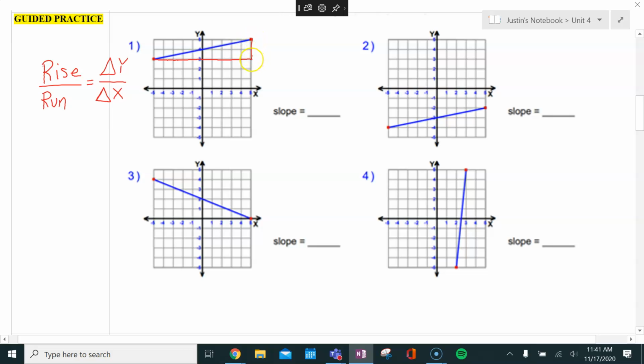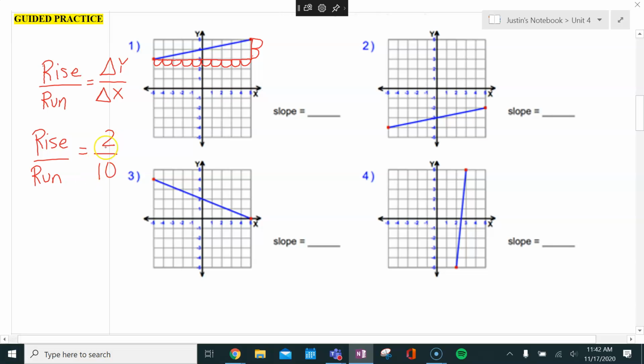Well, here's my y-axis, up and down. It jumped up 2 units. So my rise would be 2. And then the run would be how many units did it take to get from the left side to the right side? 1, 2, 3, 4, 5, 6, 7, 8, 9, and 10.